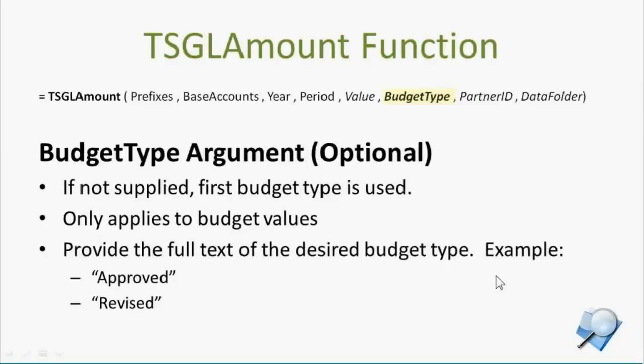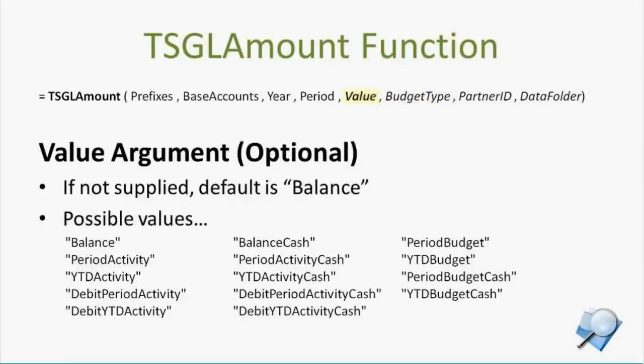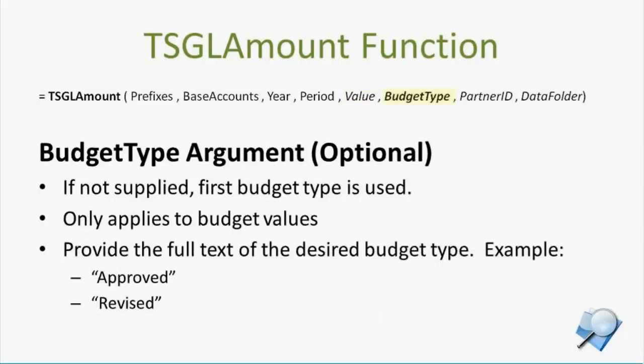So budget type, when we look at this, if the type of value, so back here, if it's one of these four over on the right, if it's one of those four, then the budget type argument comes into play. And if you leave that out, or just put in double quotes, we're going to assume that you want whatever your first budget type is in the list of 10 possible budget types. Otherwise, you have to put in the full text of whatever budget type you're after.